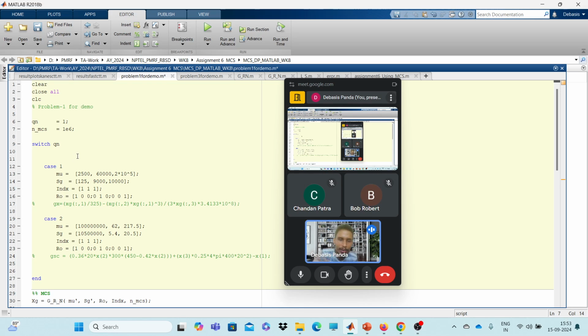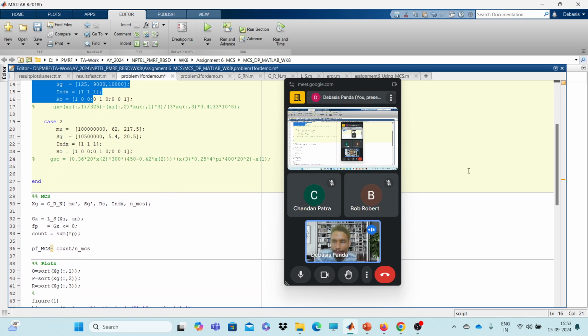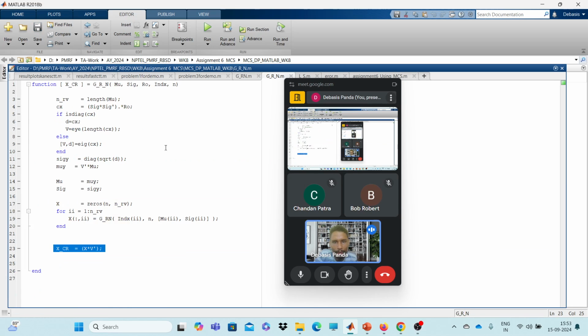That means 10 into 10 to the power 5 number of samples I need to generate. I have provided these values. Now just look at the flow of the algorithm. First, I am calling the GRN function. That means this function, first it will uncorrelate all of your random variables.